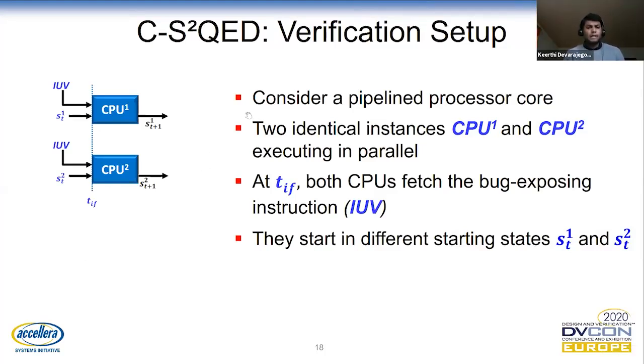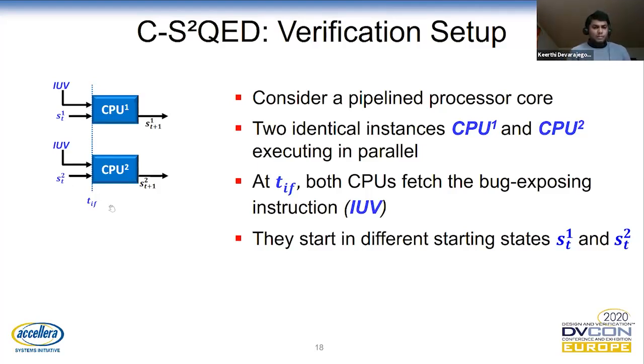Okay, so let's consider a pipeline processor core. Of course, if you have a single stage core, the verification is not so difficult because we don't have to consider all the complex scenarios of forwarding, hazard detection, and so on. It's a reasonable assumption that most of the cores today are pipeline processor cores. Let's consider a pipeline processor core, and we duplicate it and make two instances of the same core. Here CPU1 and CPU2 are identical instances of the same core.